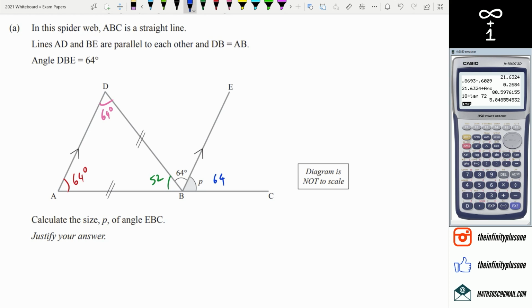Or you can actually do corresponding angles. Oh yeah, we could do corresponding angles. A good point. We could do corresponding angles. Okay, let's do this one.